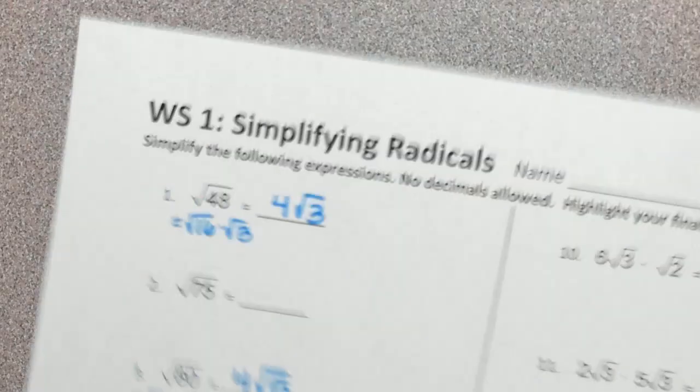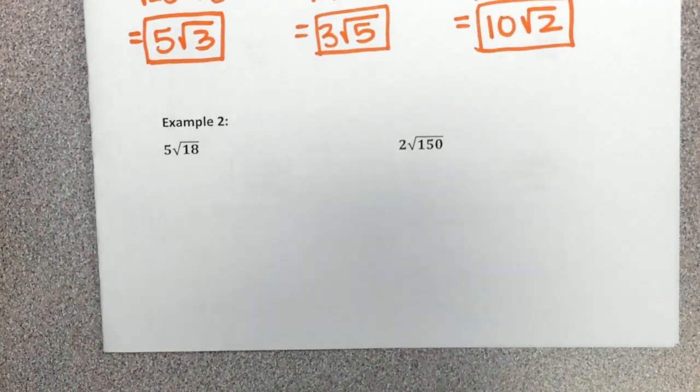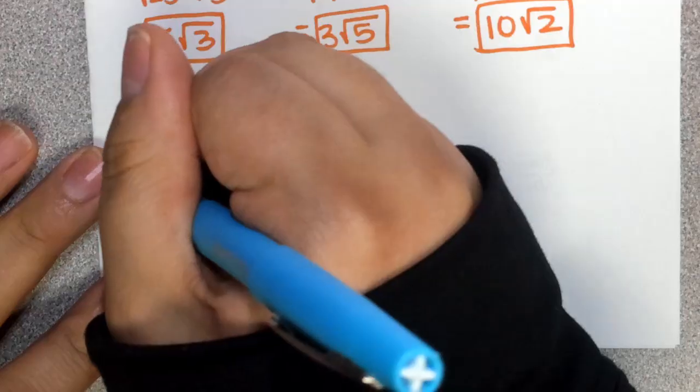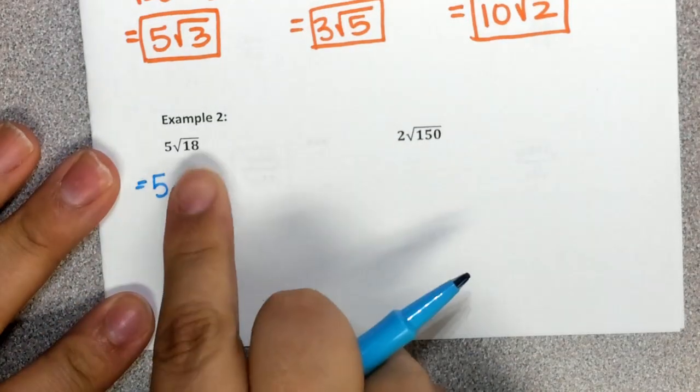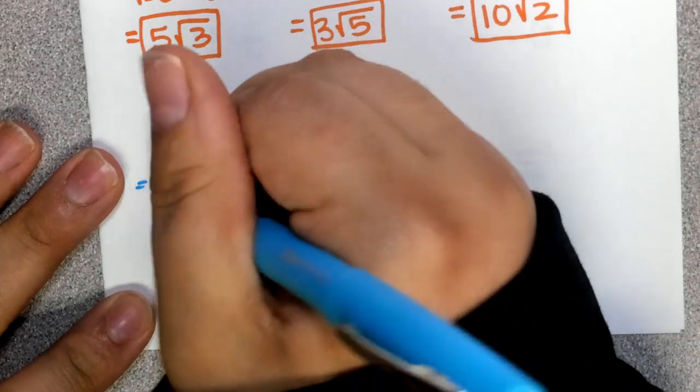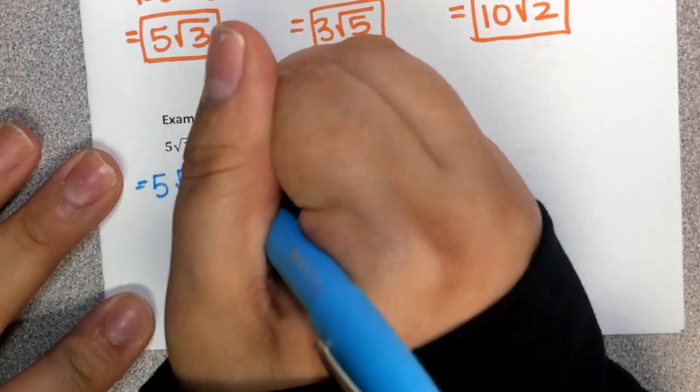All right, I want you to go back to your notes. Now, example 2 has these problems right here. These have a number out front. That's called a coefficient. If there's a coefficient out front, you just do the same thing but bring it down. So, I'm going to bring down the 5. What perfect square does 18 divide by? 9 times 2.